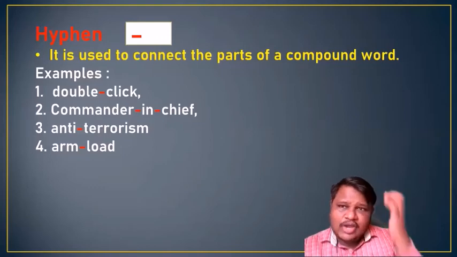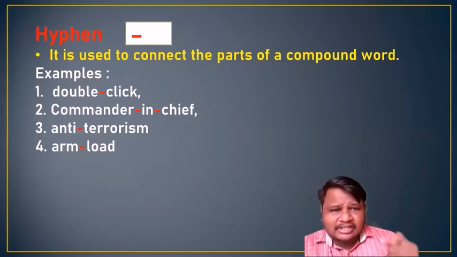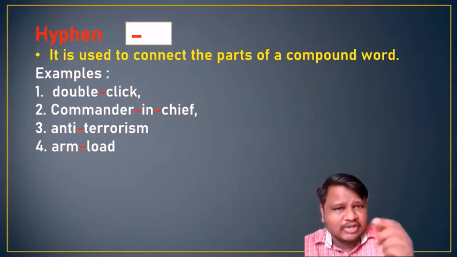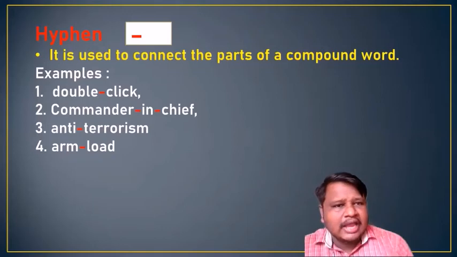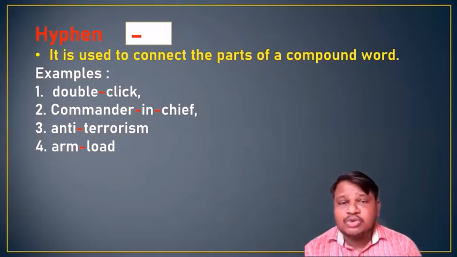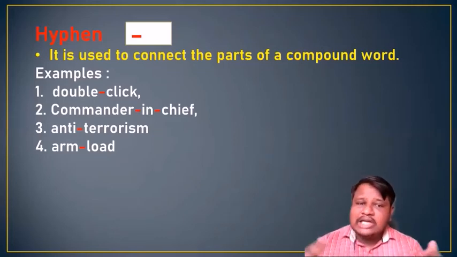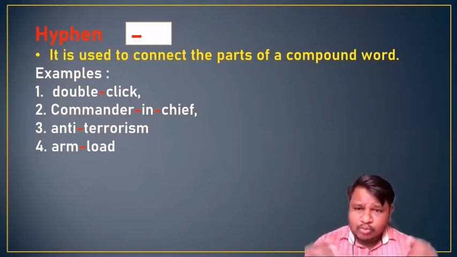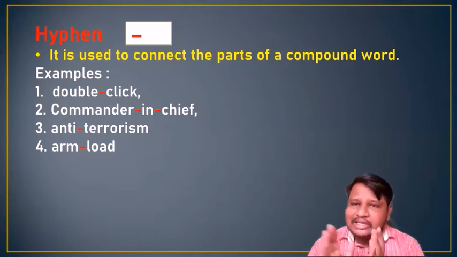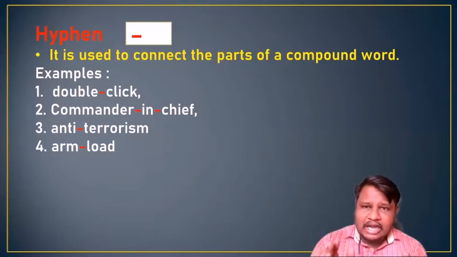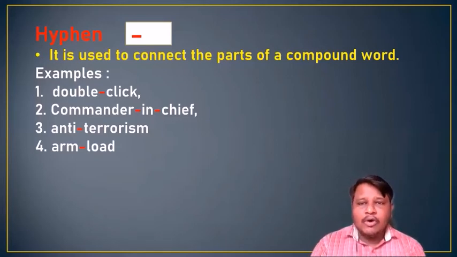And after that we have to see hyphen. Hyphen is like a small line. Okay, you can see there in that small white box. This hyphen is used to connect the parts of compound words. What are compound words? A compound word means two small words come together and make a new meaningful word. When there are compound words, for connecting the two words, we have to use a hyphen.